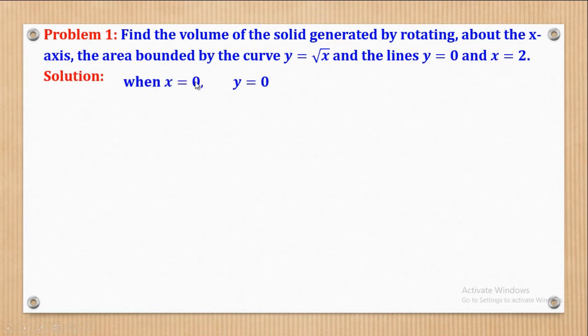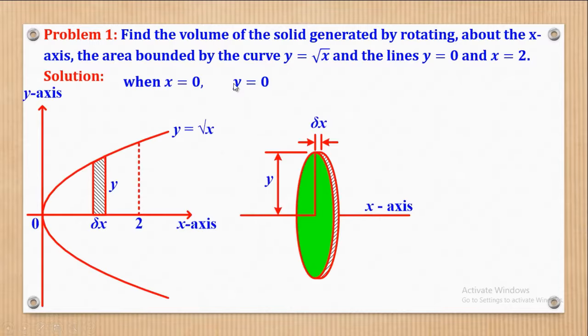So we shall start with getting the intercept. When x is equal to 0, y will be equal to 0. Therefore (0, 0) is an intercept, and the shape of the curve is in this form.